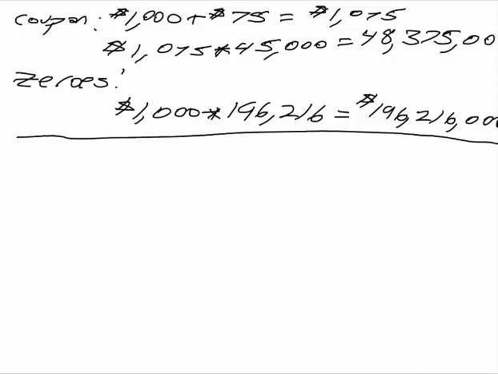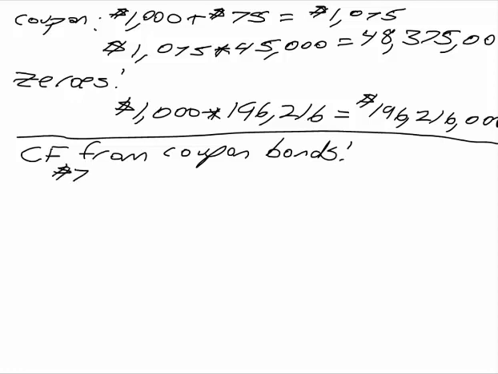For part C, we're asked, why would a company want to issue zero coupon bonds? And we're told to look at this from a cash flow perspective. So at the end of year one, the cash flow from coupon bonds is going to be pretty straightforward to compute. We have to pay $75, which is our coupon payment per bond.